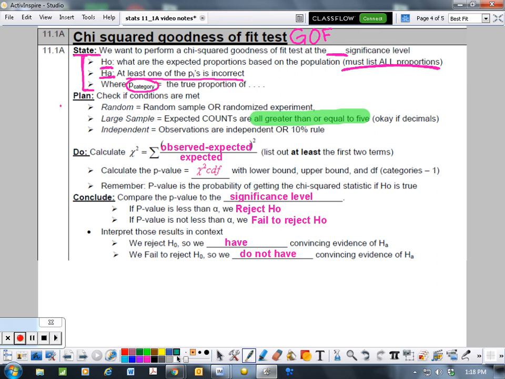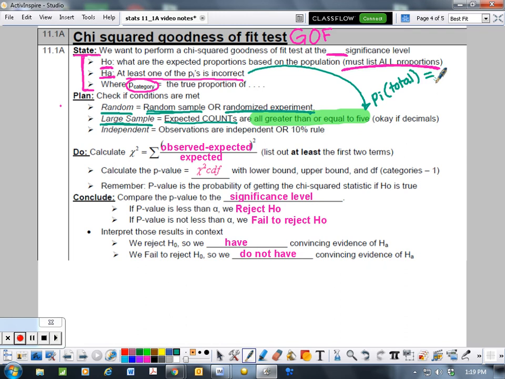Then we move on to conditions. So random, we're checking to see if we have a random sample or if we randomly assigned things to a treatment. Then large sample, we're going to check the expected counts, which means we're going to take the proportions from here and we're going to times by the total to get an expected count for each one.